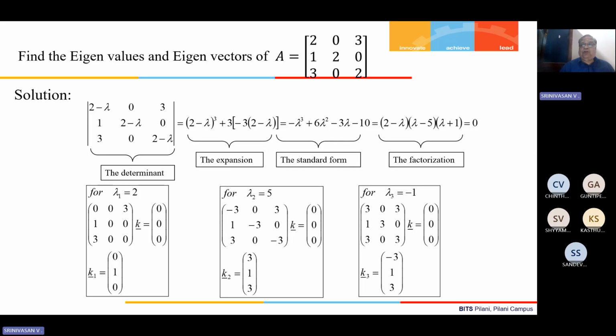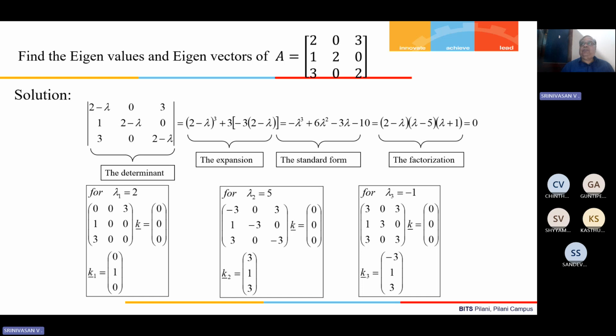Okay. Then lambda 2 equal to 5. You have X2, 3, 1, 3. And this is a mistake actually. Here is a symbol mistake. It should be vector X2. This should be vector X3. Similarly, this should be vector X1 corresponding to lambda 1, corresponding to lambda 2. Then lambda 3, X3.